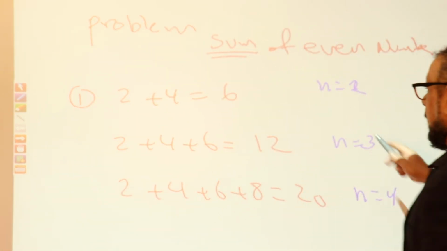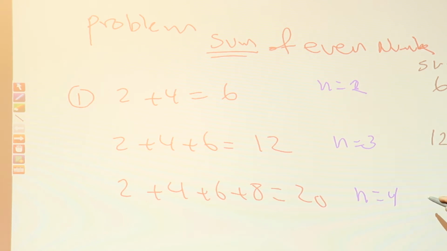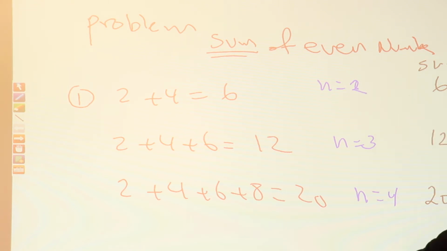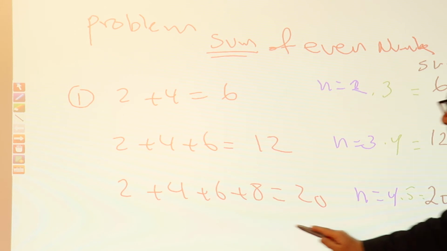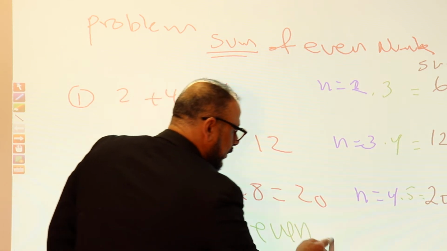Now, look here, if n is 2, the sum is 6. The sum here is 12. The sum is 20. What do you notice? 2 times 3, 3 times 4, 4 times 5, that means n times n plus 1. Then I can find the rule for the sum of even numbers.